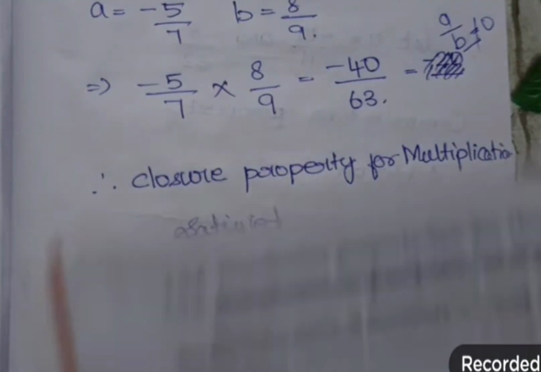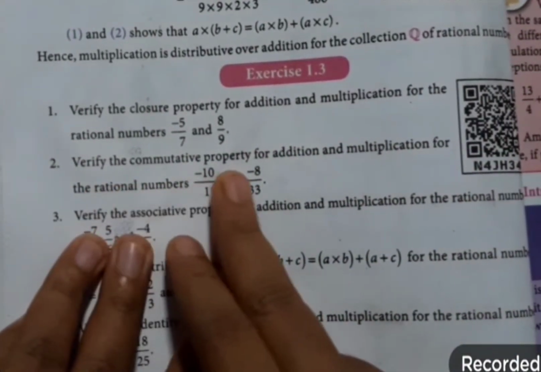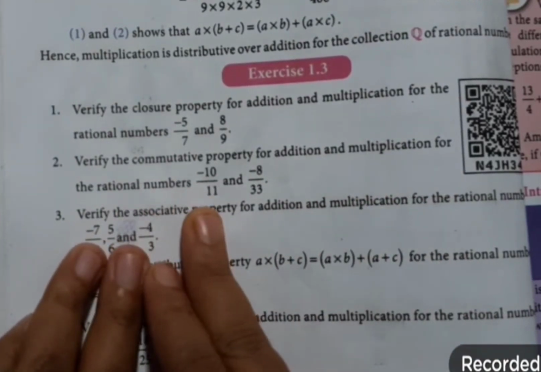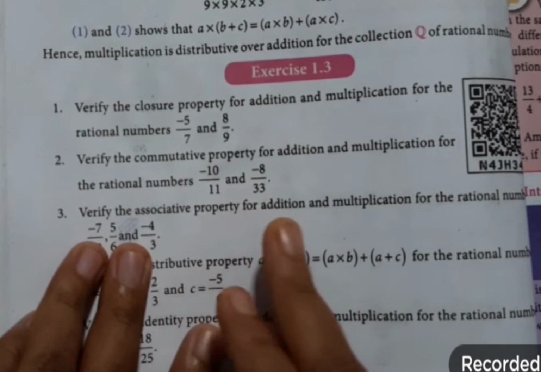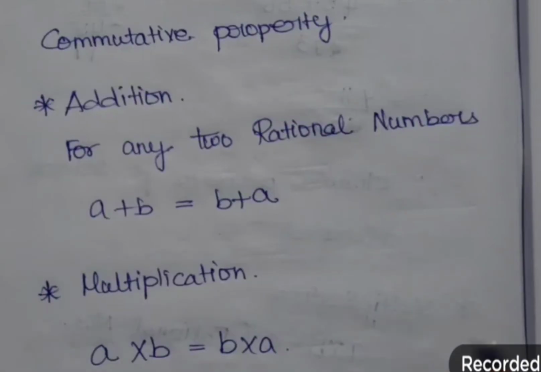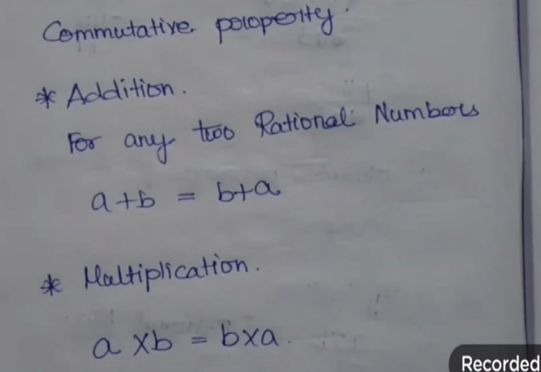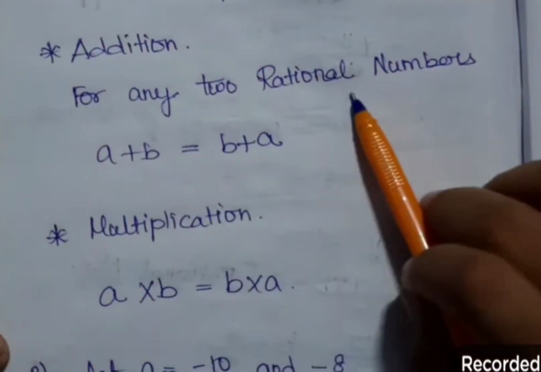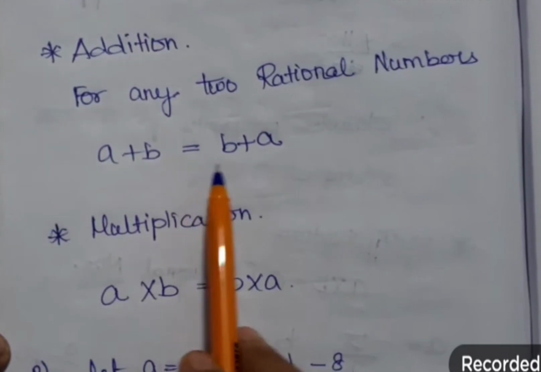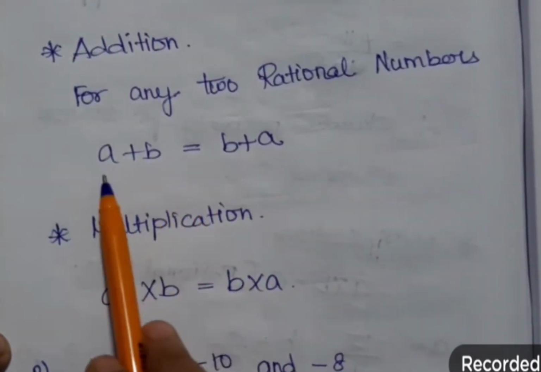Okay, see the second property. Second one: verify the commutative property for addition and multiplication of the rational numbers minus 10 by 11 and minus 8 by 33. Same model, but the commutative property has to be applied. So what is the commutative property? Just a recall: commutative property of addition, for any two rational numbers, if you add, or you rearrange and add, both answers you will get are the same. That is the rule here.